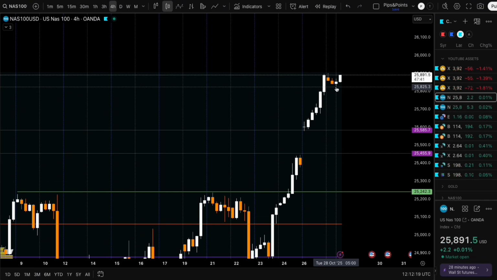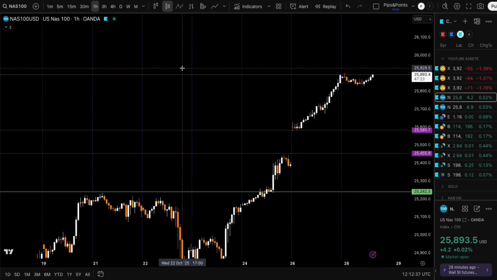Worst case scenario, if things start going wrong, you're going to notice it quite early and you'll be out of there before it gets really bad. So these two levels right here are levels of interest in regards to what it represents, which is a low volume node. So now let's go into the 1 hour and see what the 1 hour basically tells us.